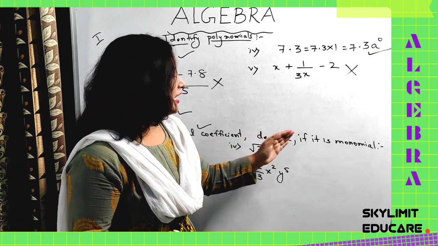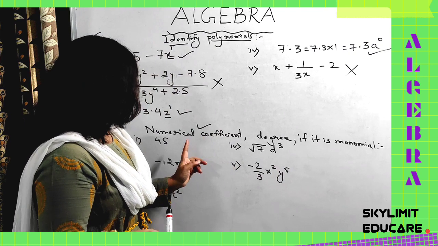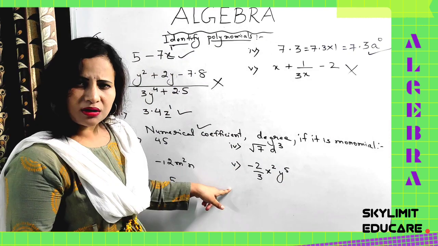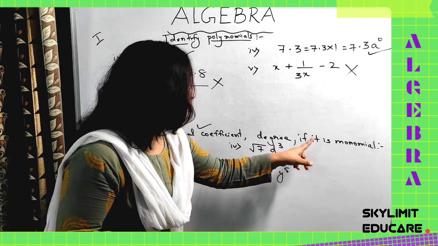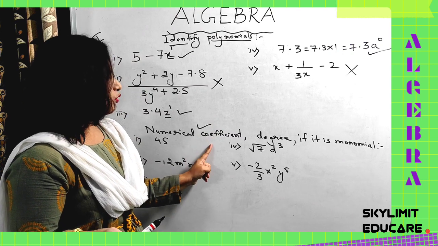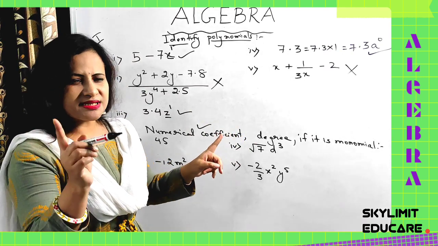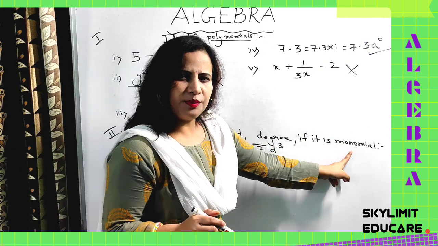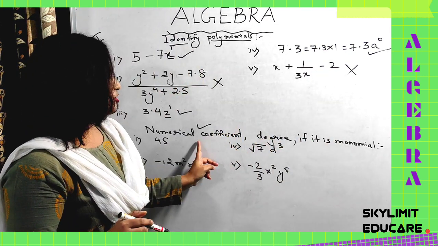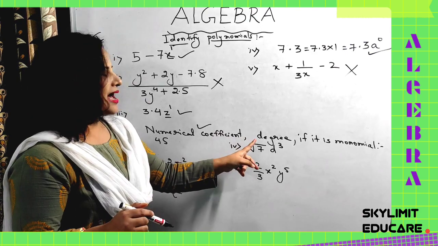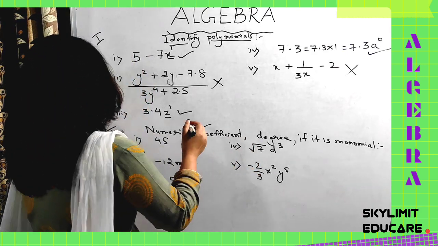And the degree, if it is a monomial. That means first of all you have to identify whether these are monomials or not. And if they are monomials, you have to find the numerical coefficient as well as the degree also. That is the question asked to you. So first, check whether it is a monomial, then find the numerical coefficient and the degree. Okay, so let us come to the question.